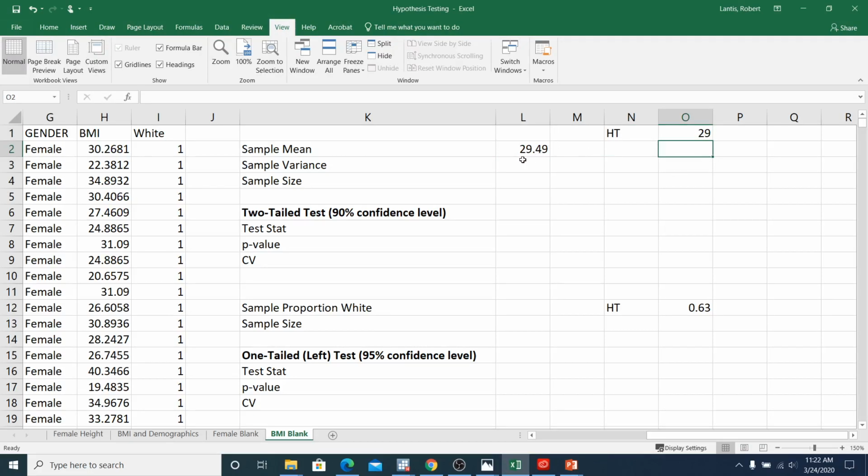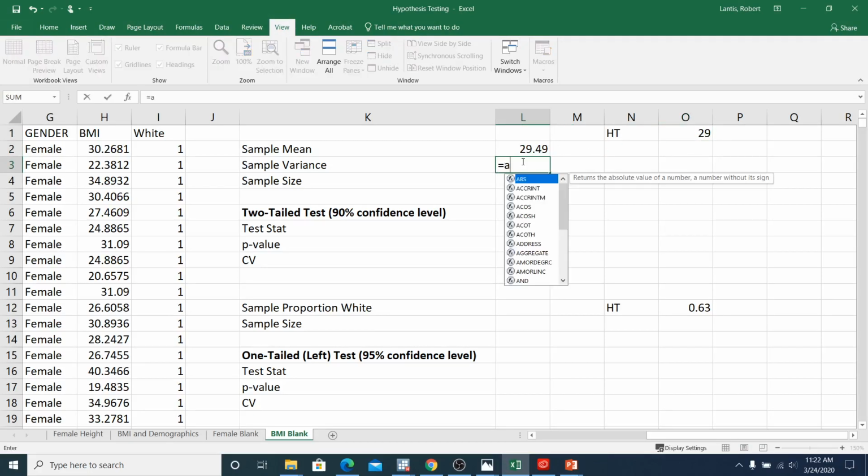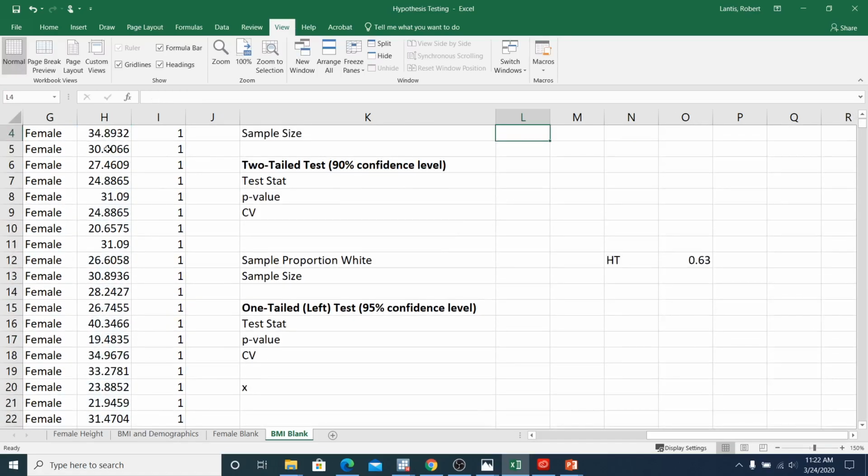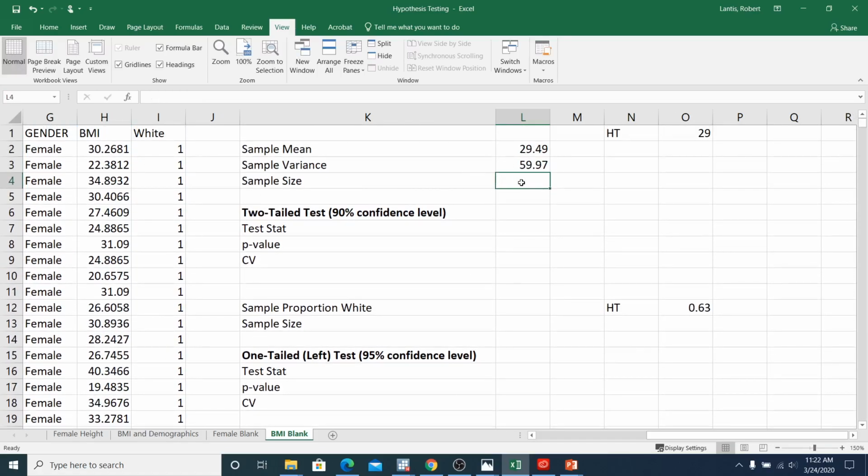The sample variance, well now, I'm not told what the variance is like I was before. I actually have to calculate it. So I put equals var.s, select where I want to start, the BMI variable, Control Shift down arrow, or Command Shift down arrow on the Mac. I've got my sample variance.